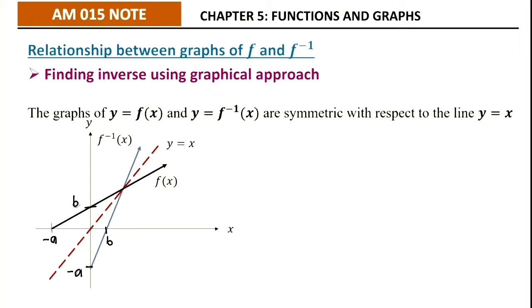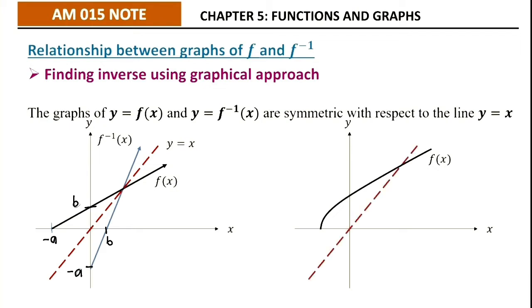Consider the second graph f(x). f inverse is the reflection of f(x) at y equal to x. So this is y equal to x. Let's say the graph of f(x) starts at negative a, then crosses at b. f inverse will also cross the y-axis at negative a and cross the x-axis at b. This is f inverse. This is the relationship between f and f inverse.